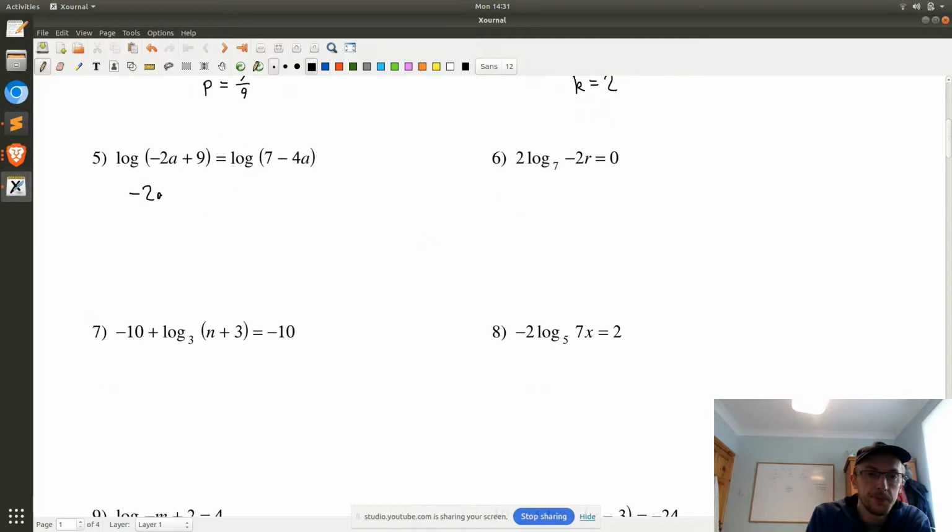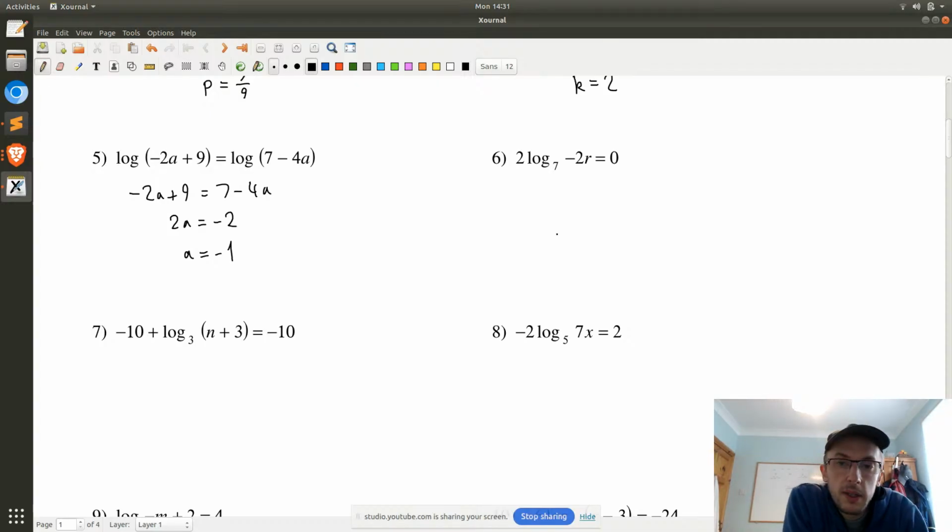Minus 2a add 9 equals 7 take 4a. So 2a add 9 equals 7. So 2a equals minus 2. So a is negative 1. And now what about the next one?